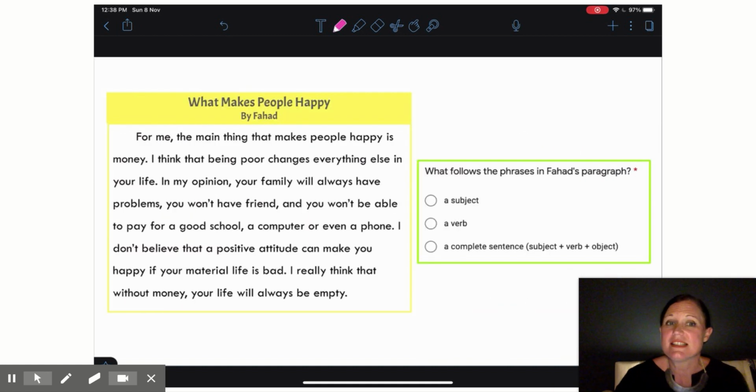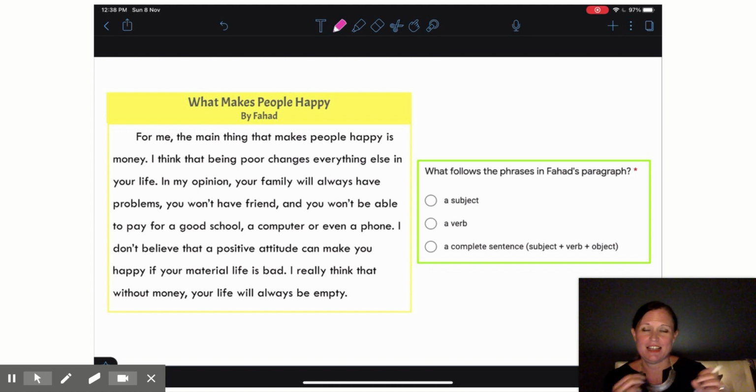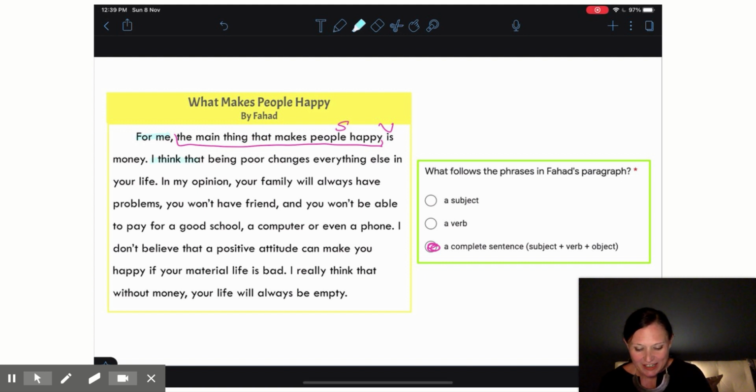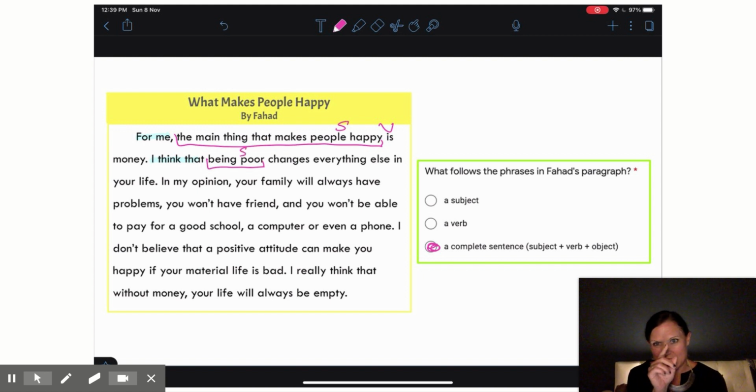Then the next thing we want to see is what follows Fahad's phrases in his paragraph. And we can see that after each one of these, he has a complete sentence. So for me, this is his subject. The main thing that makes people happy is, there's his verb. I think that being poor is actually his subject. I know it looks like a verb because it's got that ing, but it's used as a gerund, so it's a subject and noun. Being poor changes, there's my verb. It changes everything.